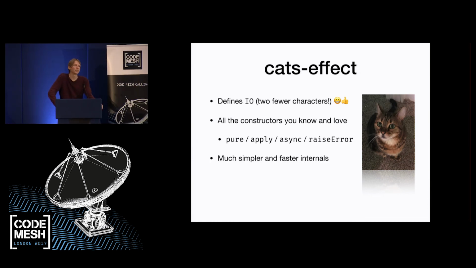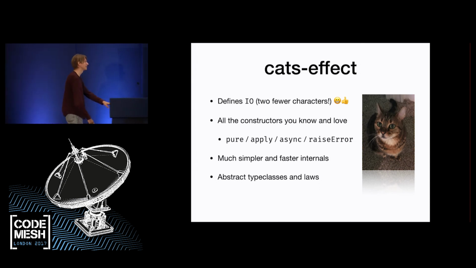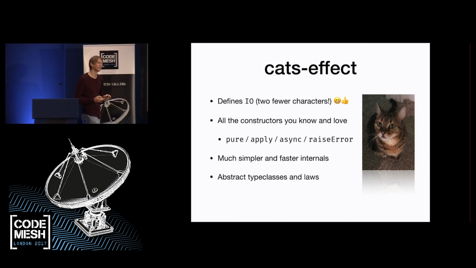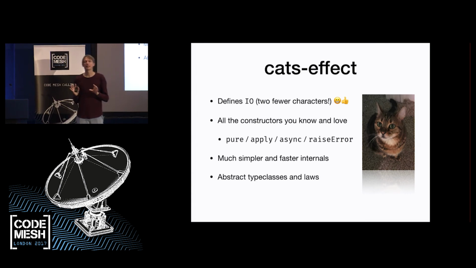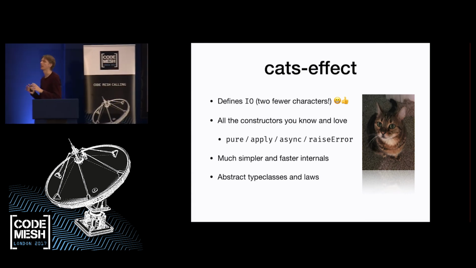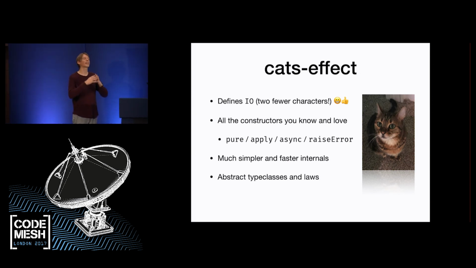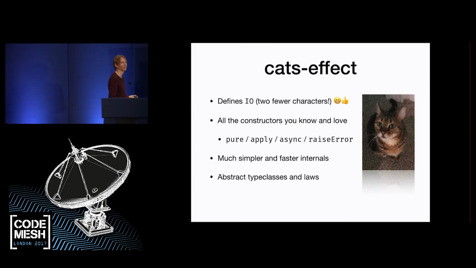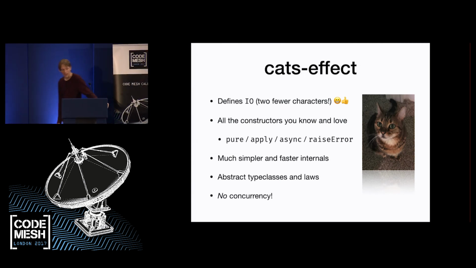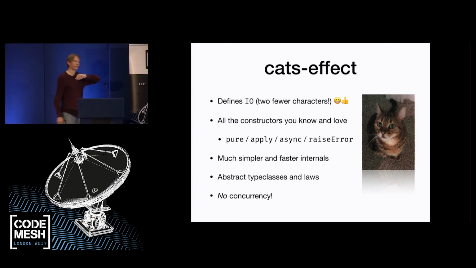It is much, much simpler on the inside. The implementation has no actors. It's really very straightforward code, aside from one data structure. And it defines a set of abstract type classes and laws. We'll talk about what laws are in a second, but basically this gives us the ability to talk about, again, in a Platonic sense, what is an effect? What does it mean to be an effect type like I/O? And how can we be sure that these effect types are behaving appropriately? And there is no concurrency whatsoever.